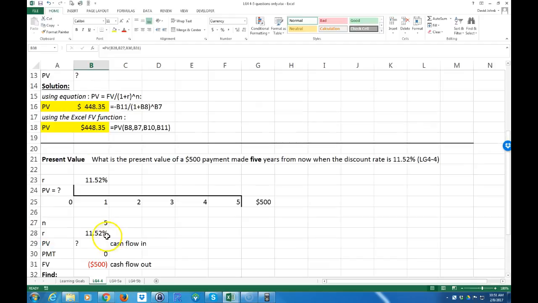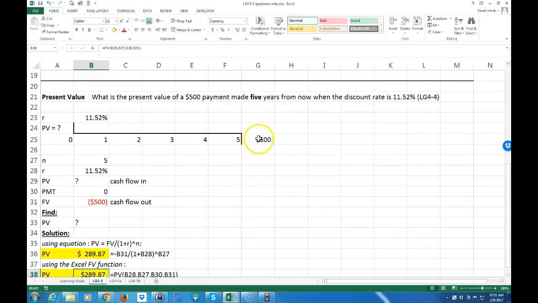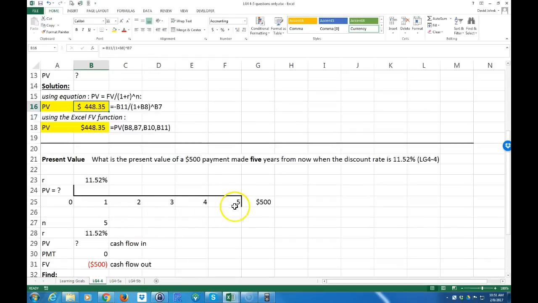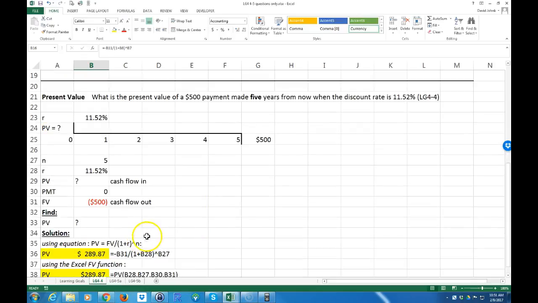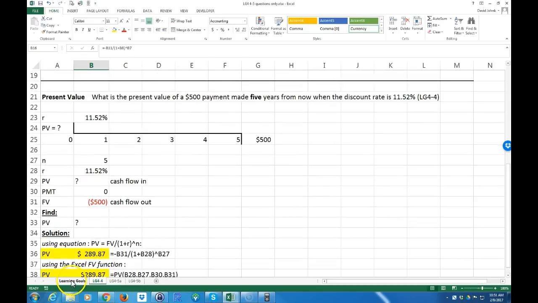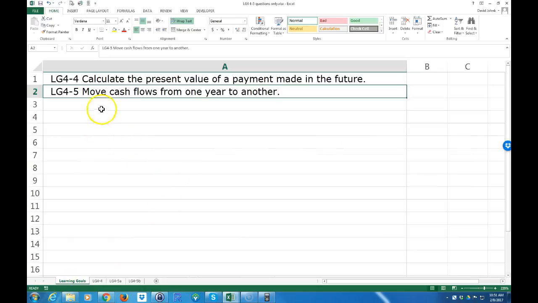So what's interesting, $500 5 years from now is only worth $289. $500 1 year from now is $448. So that shows the time value of money there, right? That's another example of time value of money. Okay, so let's look at the next learning goal. The next learning goal is move cash flows from one year to another.